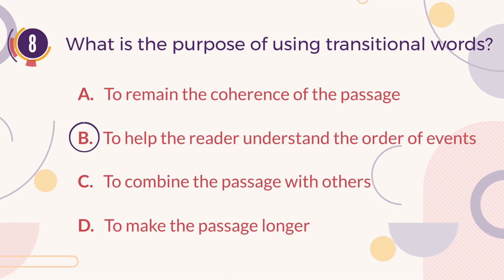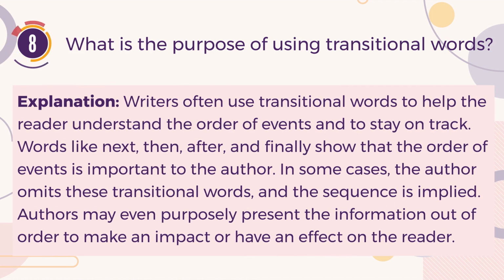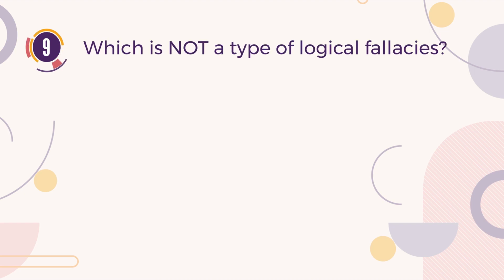The correct answer is B. To help the reader understand the order of events. Explanation. Writers often use transitional words to help the reader understand the order of events and to stay on track. Words like next, then, after, and finally show that the order of events is important to the author. In some cases, the author omits these transitional words, and the sequence is implied. Authors may even purposely present the information out of order to make an impact or have an effect on the reader.